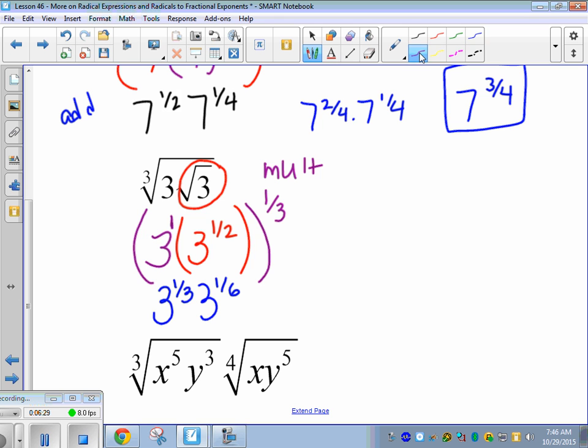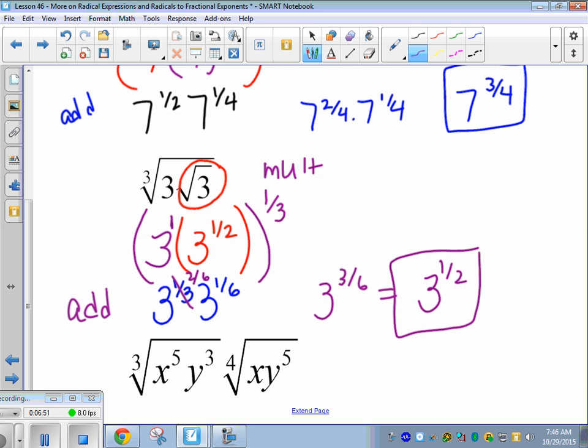Okay, now we just add exponents, just like we did before. There's no more parentheses. We're just multiplying, which means adding exponents. 1/3 is the same as what, so that I can add these? Yeah, if you just want to cross it out and write 2/6, that's fine. So I'm adding the 2/6 and the 1/6, which gives me 3/6, which is the same thing as 3 to the 1/2.